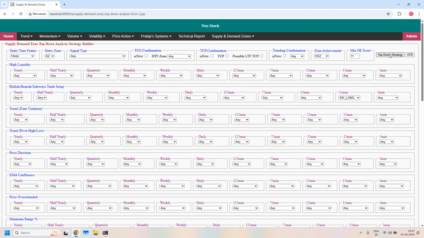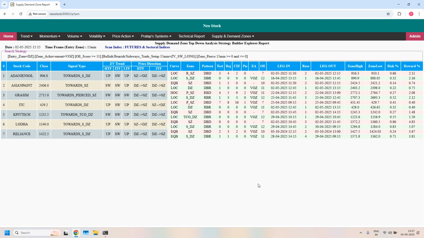So with these filters, we got 7 stocks. All these 15 minutes demand zones are supporting sideways trade setup for long trades. See, always remember, entry time frame demand zone means long, and entry time frame supply zone means it is short. That's why we are always selecting entry zone.